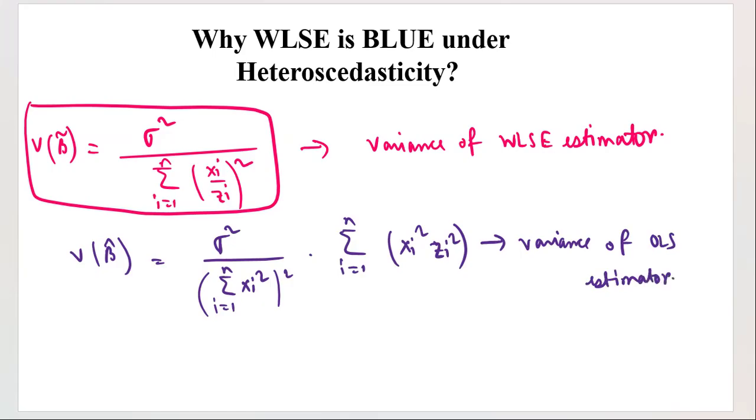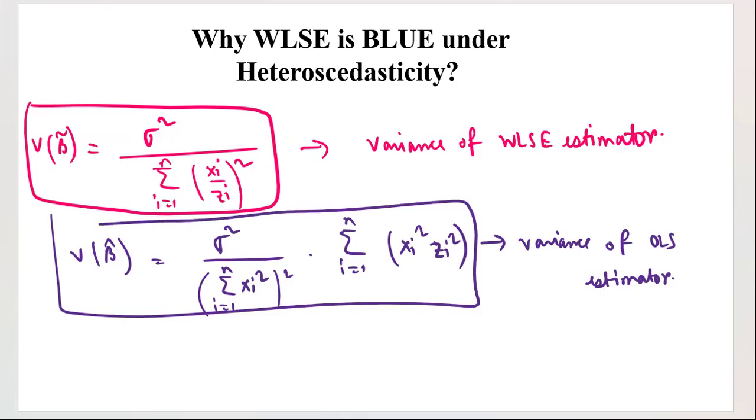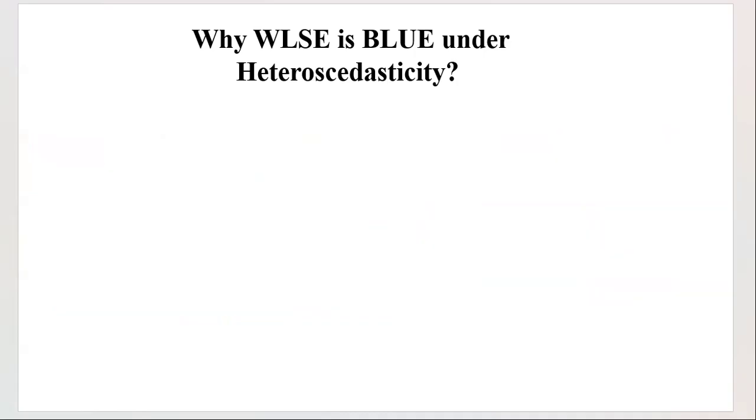Now what you have to do is simply compare these two variances and see which one is the lower variance, which one is the minimum variance. Whichever is lower, that will be a better estimator. If this is lower, then WLSE will be a better estimator. If this is lower, then OLS will be a better estimator. Now for that, how do you do it? Simply divide. If you divide, what will you get?